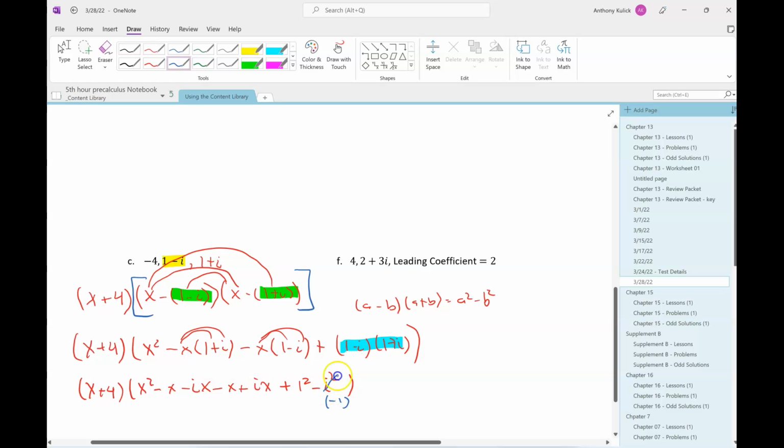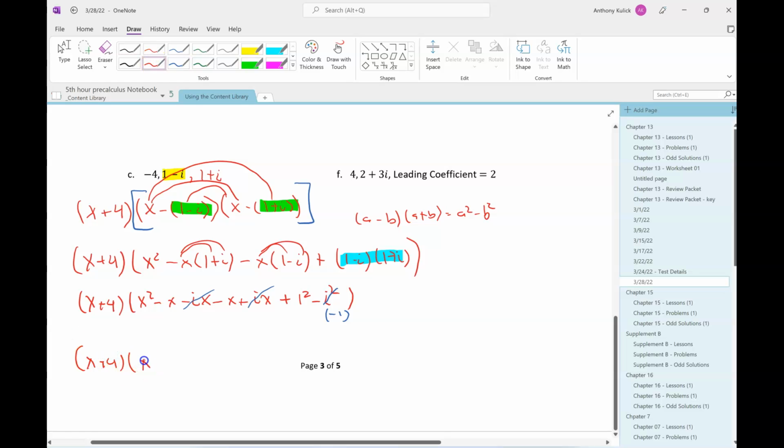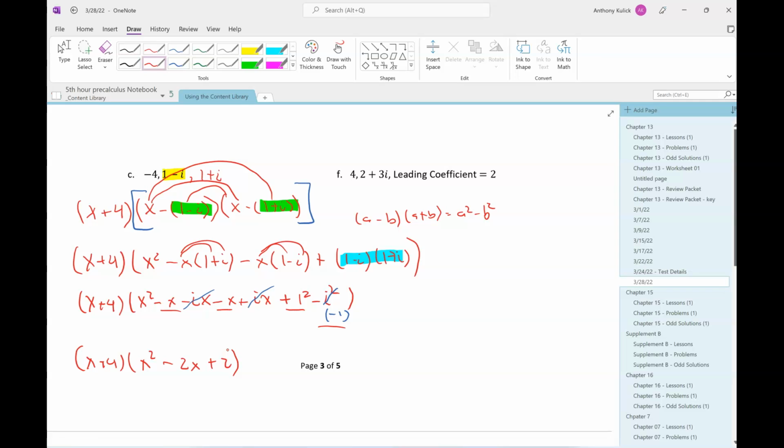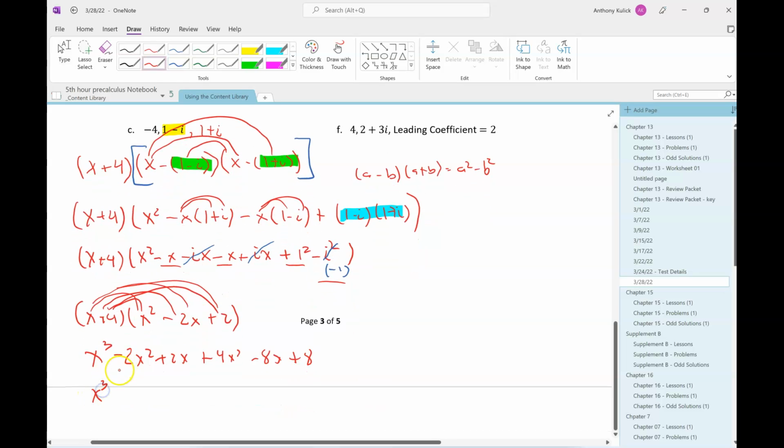I remember that i squared is negative 1. And now I'm just going to combine my like terms up here. So I have a minus ix and a plus ix. Those cancel out. And then I have my x squared minus 2x, and then I have a 1 plus a 1, right? Minus a negative is a plus 1. It's okay. And then I just do another FOIL and combine them again. So that's plus 2x squared, and then minus 6x, and then I still have that 8 rattling around. But that should be my polynomial.